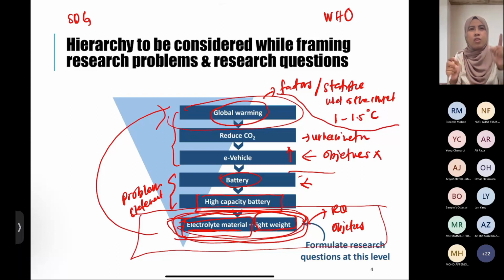E-vehicle is just one of the way to reduce CO2. There's so many other way to reduce CO2, like composting waste and all that, recycling and all that. So there's so many ways of reducing CO2. But your focus is only on the e-vehicle and the material of electrolyte, right? Any questions so far?